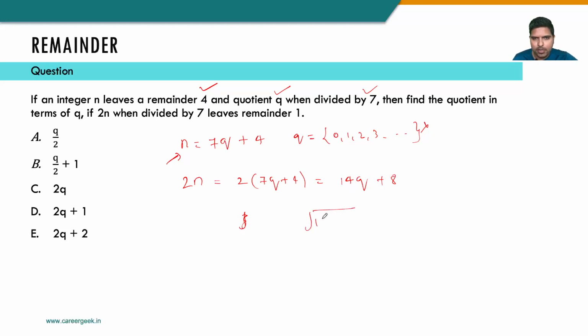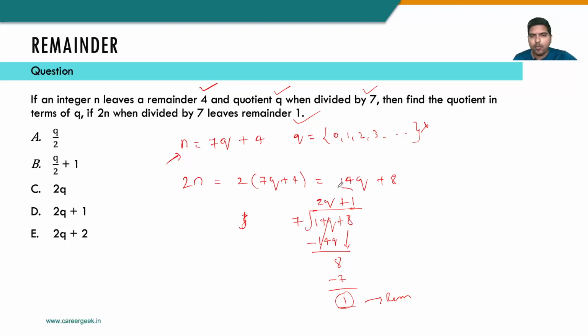So one way to solve this is 14q plus 8 and you divide by 7, right? The normal long division method is better. So 14q, so I can divide by 2q because this divides completely. 7 into 2q is 14q. So what remains is 8, right? 8 will come here directly. This gets cancelled. So I have 1. Okay, so the remainder is 1, which is matching with what they are saying.